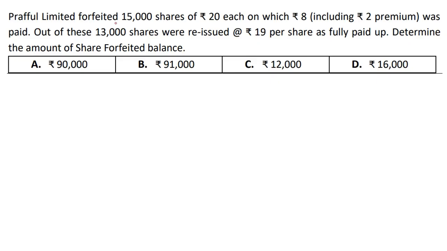Prafful Limited forfeited 15,000 shares of 20 each, on which 8 including rupees 2 premium was paid. Out of these, 13,000 were reissued at 19 per share, fully paid up. Determine the share forfeiture balance. Now, this you need to think very carefully and solve.